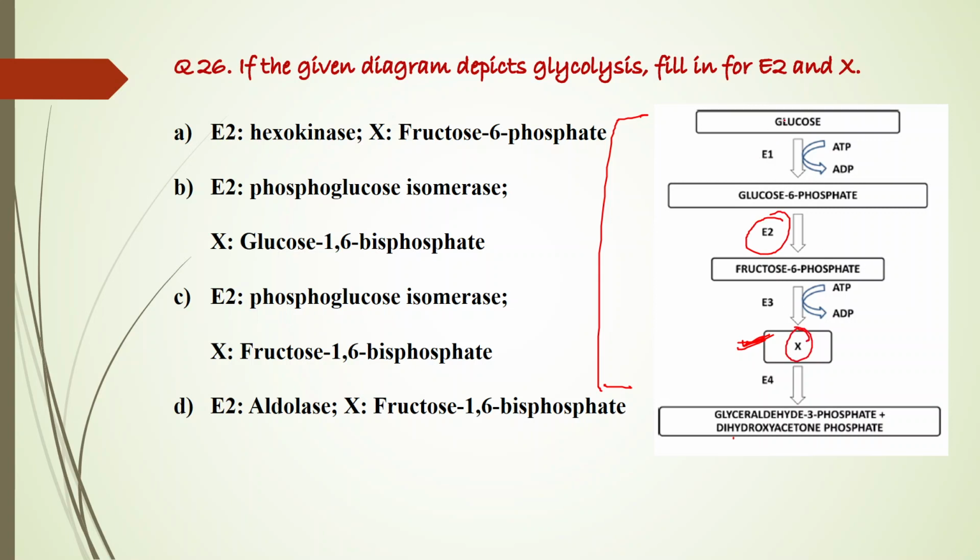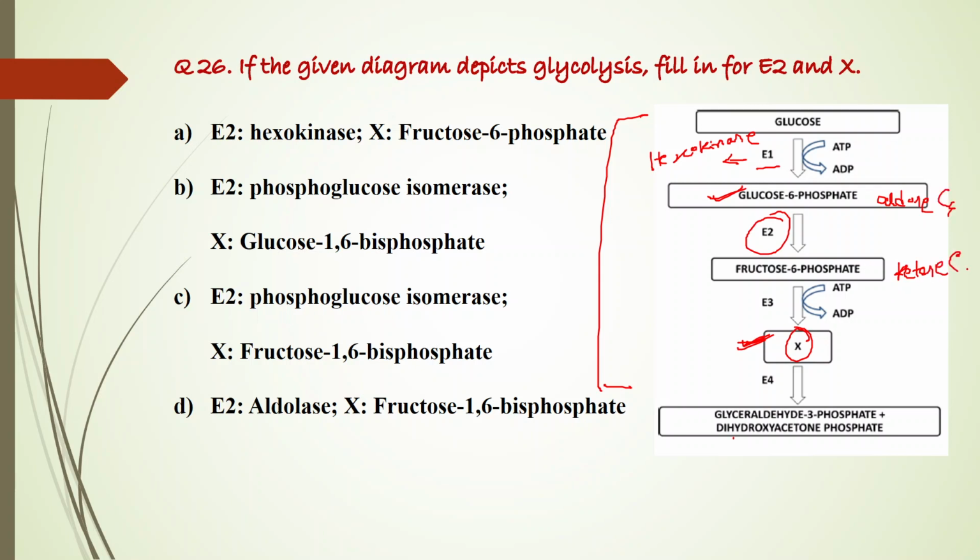So first of all, let us look at this. Glucose to glucose 6-phosphate, we have our E1. What is E1? We have our hexokinase. We have discussed this multiple times. So now we have our glucose 6-phosphate. It has been converted to fructose 6-phosphate. So what is this conversion? Basically, from an aldose, you are going to a ketose.